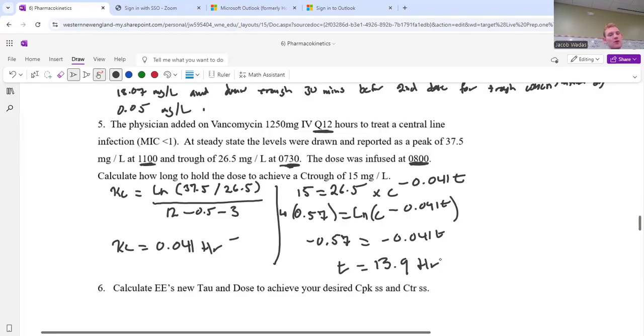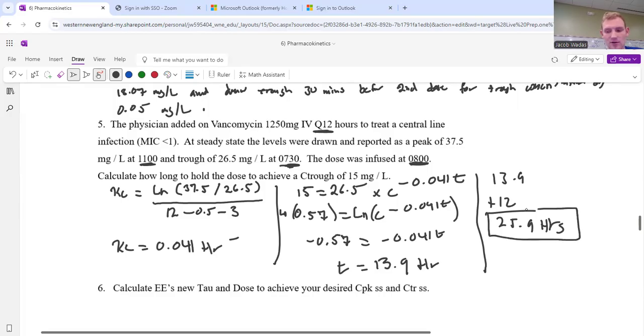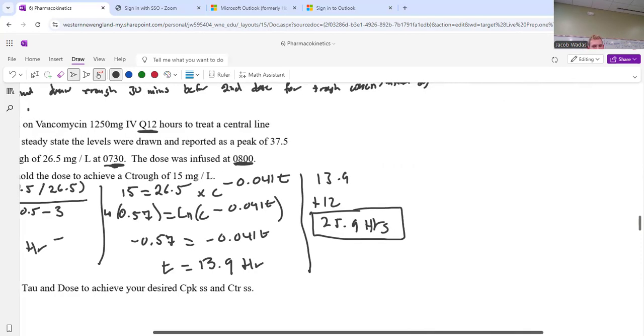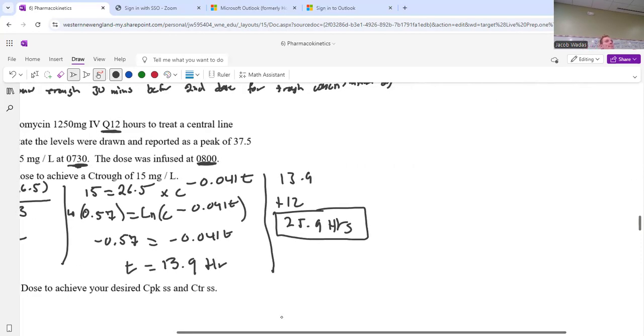All right, so before you write your recommendation on how long to hold the dose, you have to remember to add in how long your tau is. You have to add your tau back in. So you do 13.9 plus 12 equals 25.9 hours. This is how long you're going to hold the dose. Probably just round to 26. Yeah, I'm sure it's fine. And we don't round up, right? I don't think it matters, but I would just keep what you get.